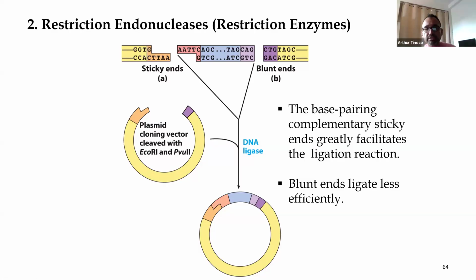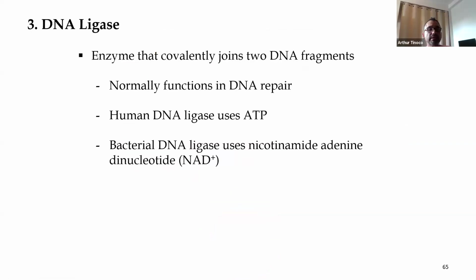So the base pairing of complementary sticky ends greatly facilitates the ligation reaction. Blunt ends ligate, but they're less efficient in this process of ligation. Okay. So the ligase itself, the enzyme that covalently joins two DNA fragments, normally functions in DNA repair. A human DNA ligase uses ATP as part of its process of ligation. Bacterial DNA ligase uses nicotinamide adenine dinucleotide, or NAD+.